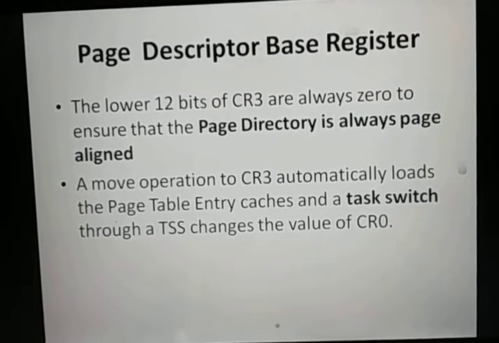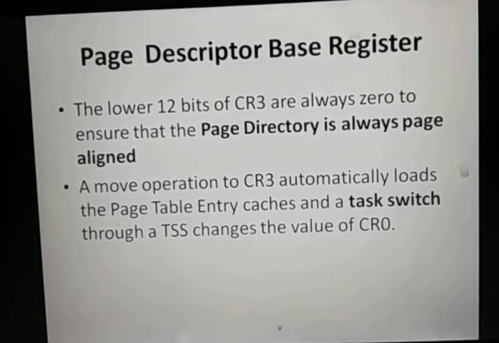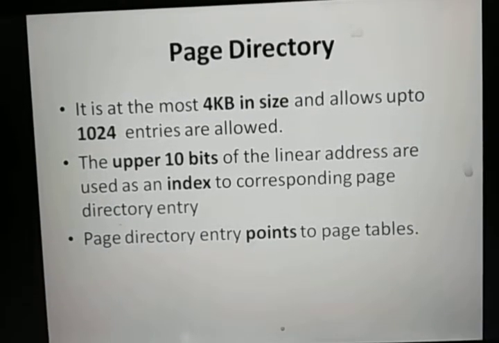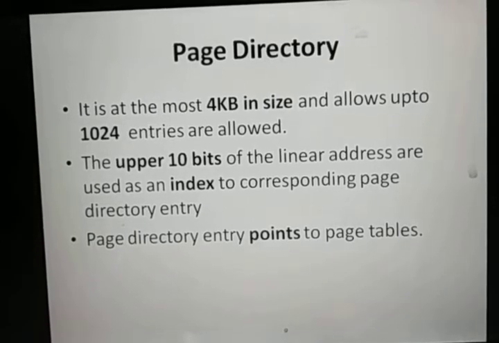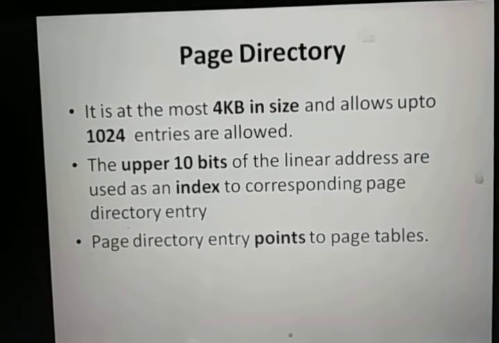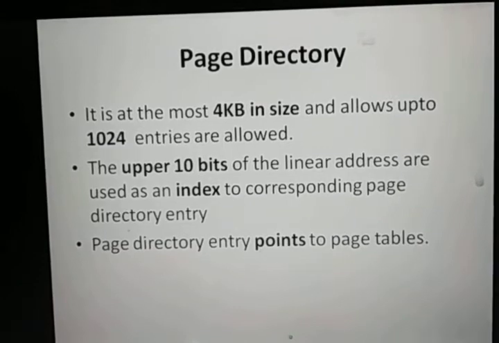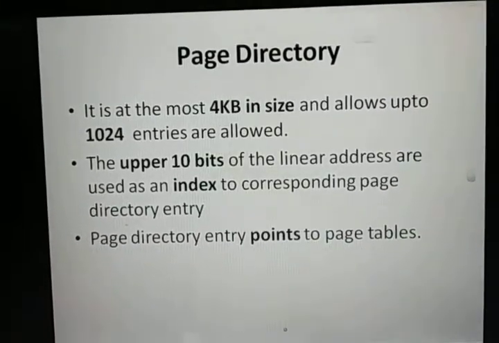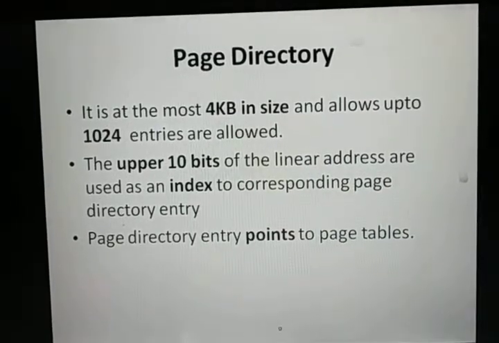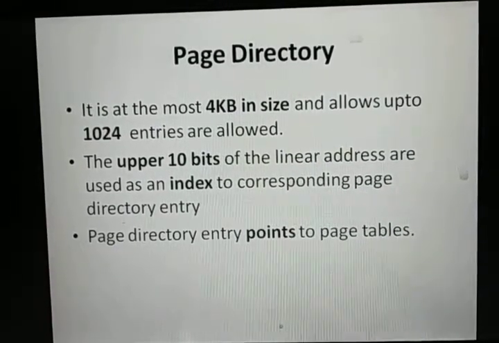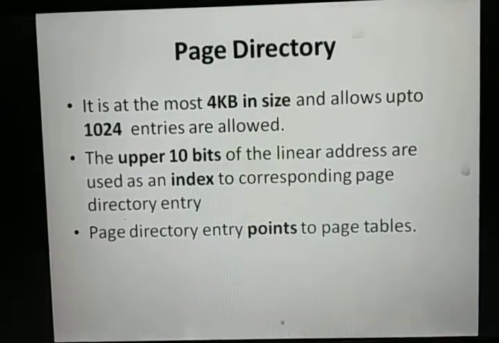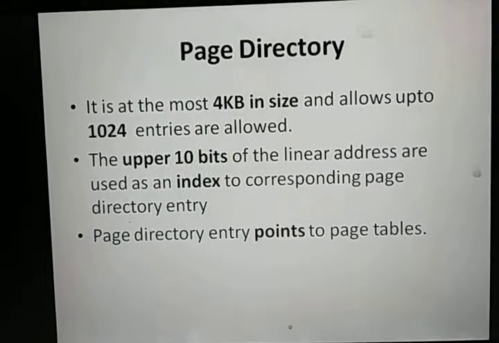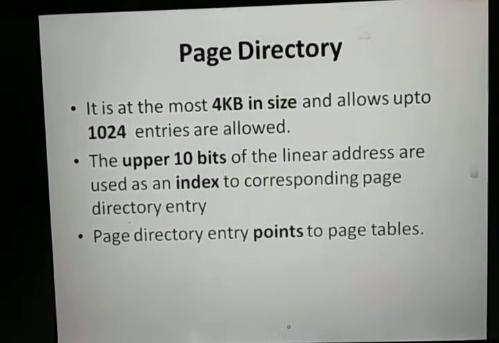So basically the CR3 register we are using as a page directory base address register, and it is at most 4 KB in size because every page has a fixed size, that is 4 KB. The maximum number of entries is 1024 because the page directory index is a 10-bit part, so it defines the table size, 2 to the power 10. That means a total of 1024 entries are contained by the page directory table. The upper 10 bits we are assigning for the directory part and use for indexing.